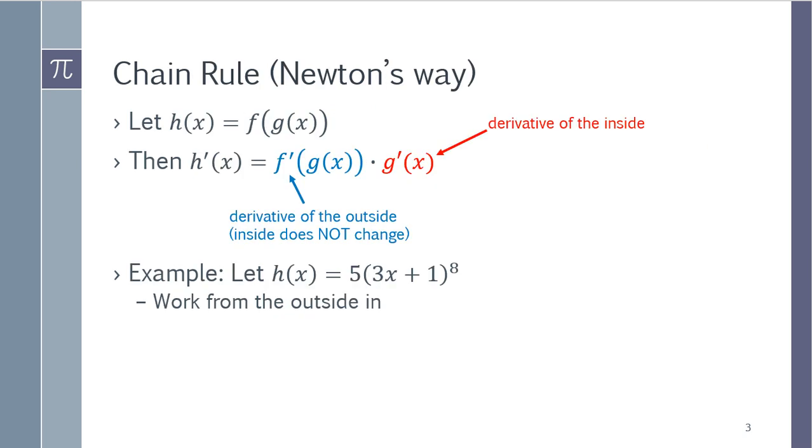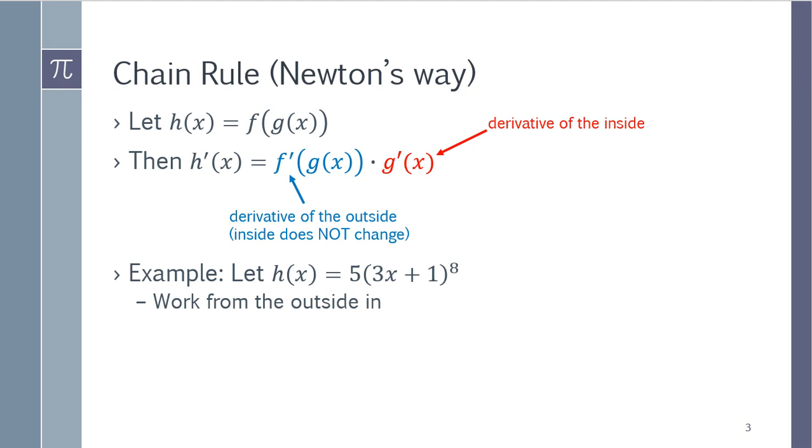And I'm going to show you 2 different ways of doing this, Newton's way and Leibniz's way. I will say most people tend to prefer Newton's way, but I want to show both so you can make a decision for yourself which you prefer. So Newton's way says if we look at a composition as one function inside of another function, we're going to find the derivative of the outside part first, and the inside does not change, and then multiply by the derivative of just the inside.